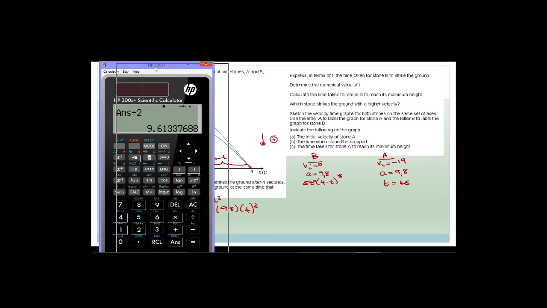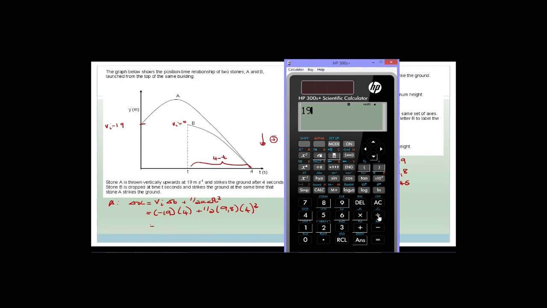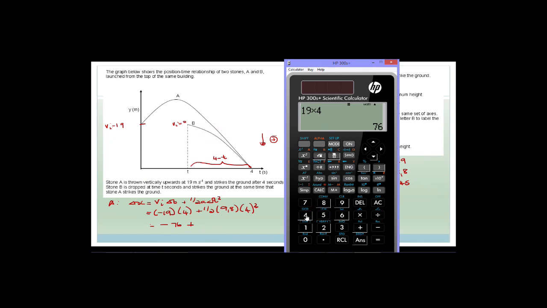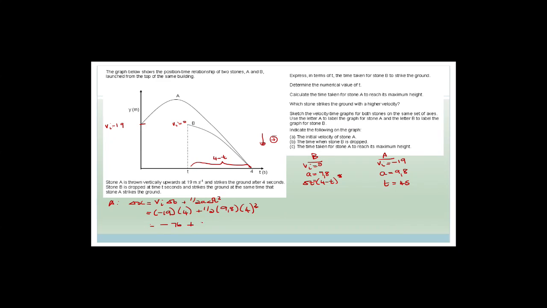So if we pop that in a calculator again, I'm just checking that I did actually get this right. It's going to be 19 times 4, which is minus 76. That's minus 76 plus, and that there is 4.9 times 16 equals 78.4. So therefore that is definitely 2.4. Right. So delta x is 2.4. So we now know that that height there is 2.4 meters.